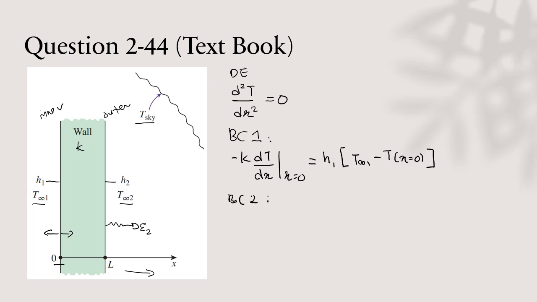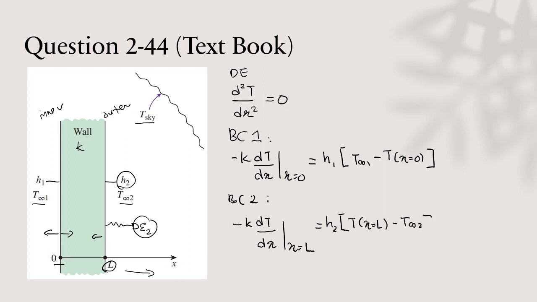And boundary condition number 2 is at x equal to L, where we have also conduction inside, and at the outside we have convection and radiation. So the boundary condition will be minus k dT over dx at x equal to L is equal to the convection H2 times T at x equal to L minus T infinity 2, and also we have radiation. So plus the radiation term, emissivity epsilon 2 sigma times T at x equal to L to the power of 4 minus T sky to the power of 4.